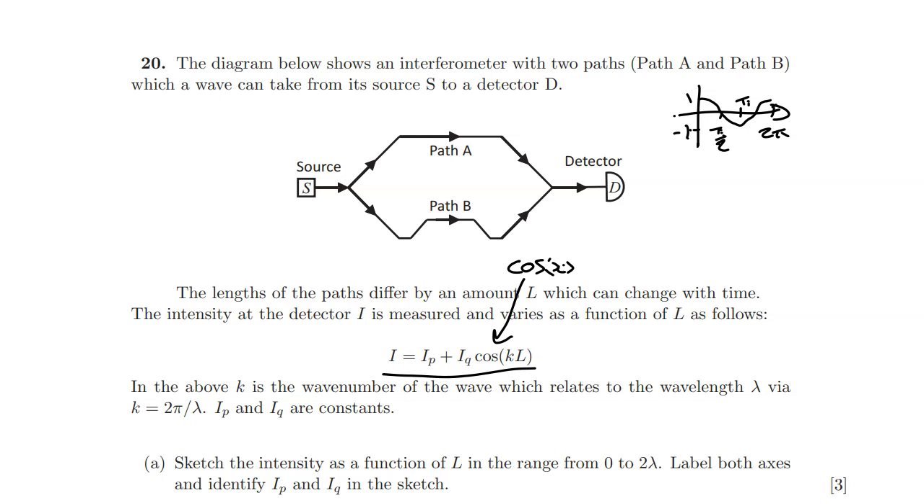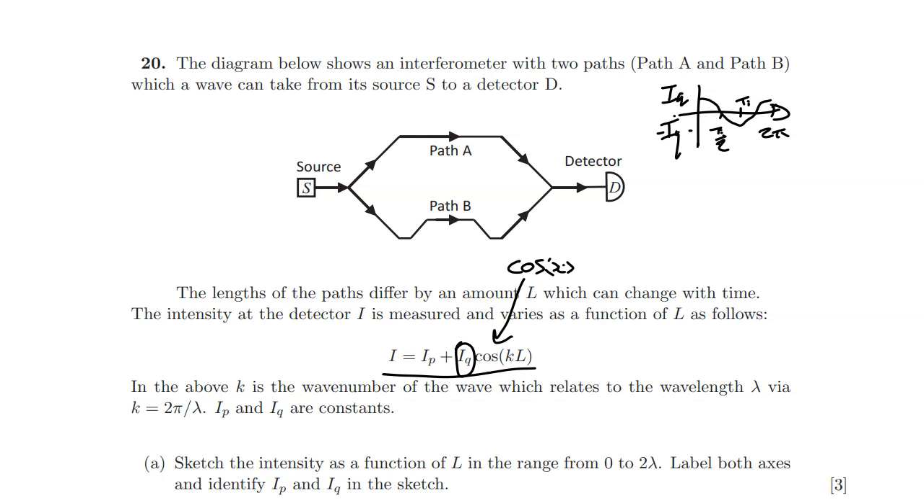So first, this thing in front of the cos, IQ, will just change the minima and maxima from 1 and minus 1 to IQ and minus IQ. So you should know that through pretty basic graph transformations.